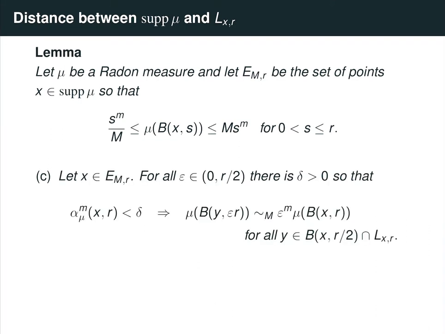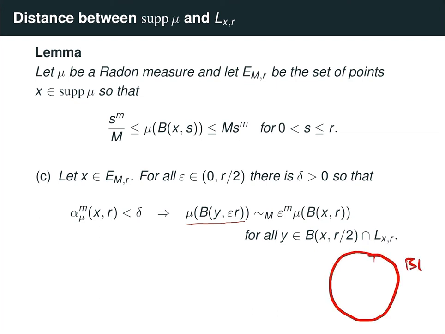The next property says that for points x in E_{m,r} and for epsilon less than r over 2, there exists a delta depending on epsilon and m, so that if the alpha number of (x, r) is less than delta, then for any y in the ball centered at x of radius r over 2 lying along the line L_{x,r}, the mu measure of the ball centered at y of radius epsilon is comparable to epsilon to the m times mu of B(x, r). Okay, so maybe let's draw a picture of what this looks like.